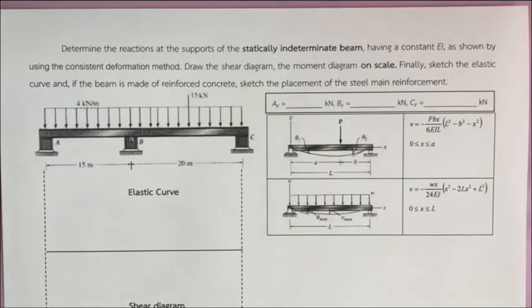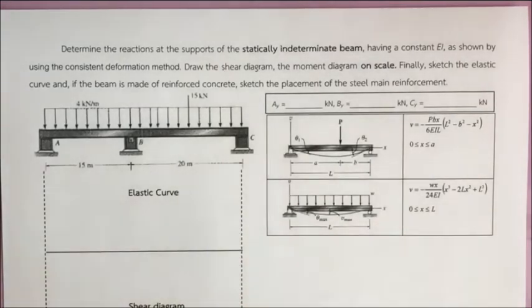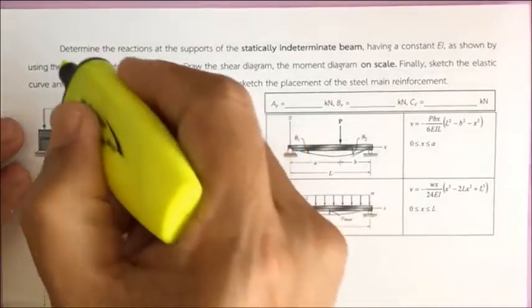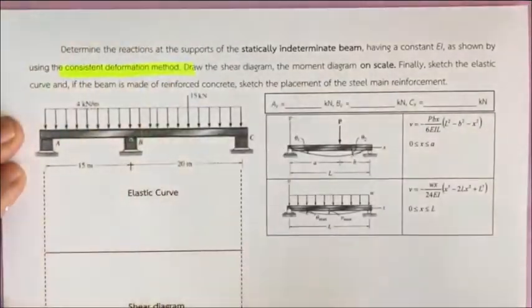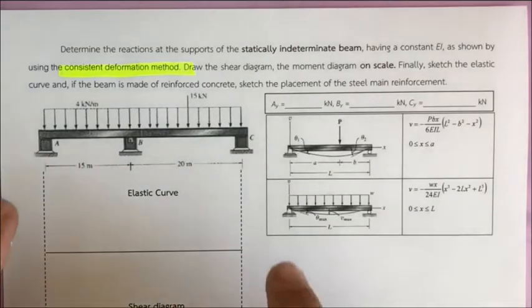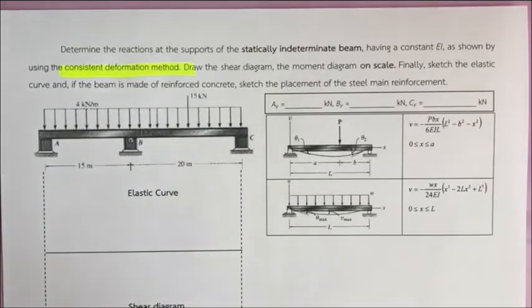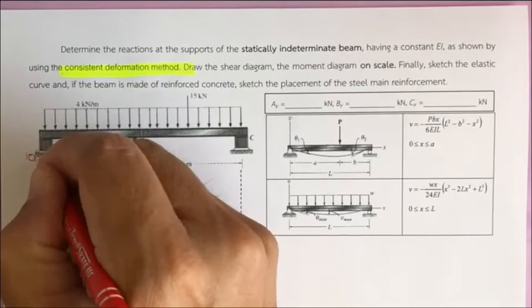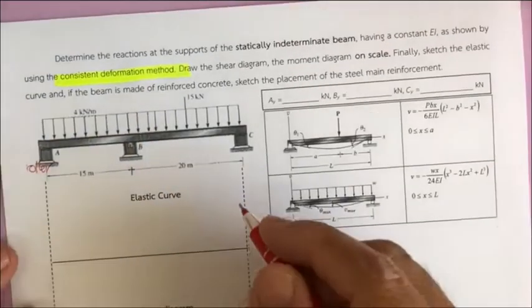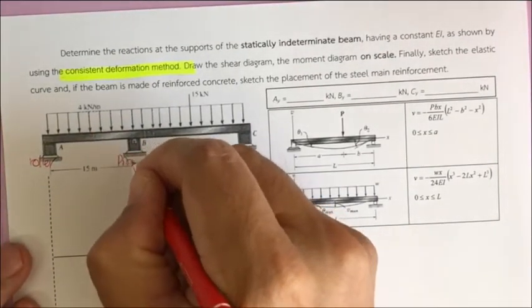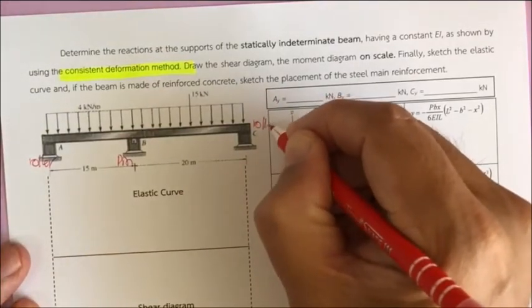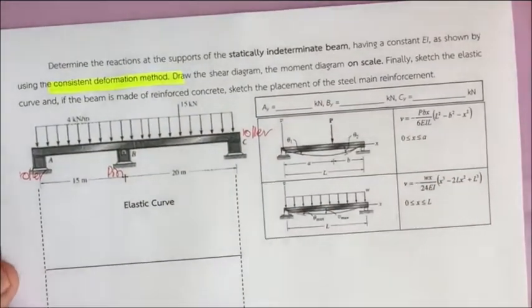Hello student, this is another example where we are going to work on the analysis method called the consistent deformation method. As you may see from the problem we have now, our beam has a roller support at A, a pin at B, and a roller also at C.